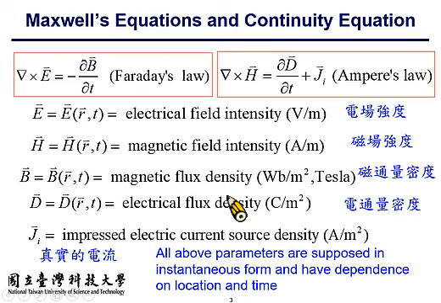So, for example, Faraday's law says the curl of E equals the negative of the time derivative of B. E is the electrical field intensity, B is the magnetic flux density. Remember, E is the electrical field intensity, H is the magnetic field intensity, while magnetic flux density B is paired with D, the electrical flux density. So always on the left-hand side you have the curl operation.